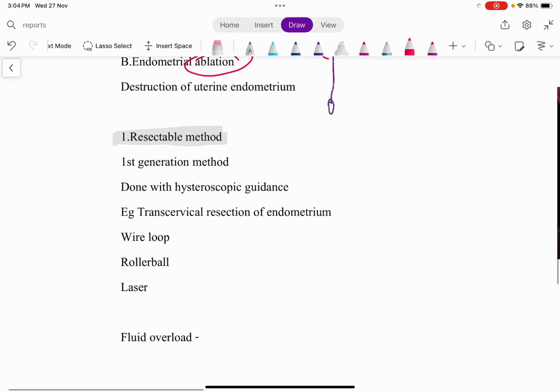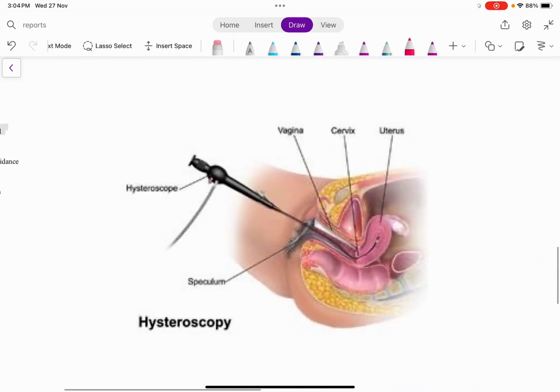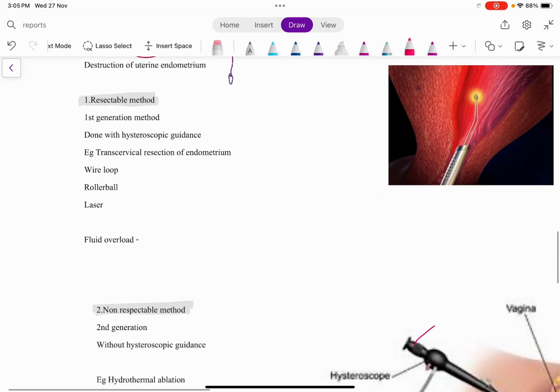This resectable method of endometrial ablation is the first generation method, and it is done with hysteroscopic guidance. What is hysteroscopy? As you can see here, this instrument is the hysteroscope. Hysteroscope is similar to an endoscope, a camera-held device which you introduce per vaginum inside the female's uterine cavity, so that you can observe the inside. For example, to detect any focal lesions in the uterine cavity, with the help of this camera-held hysteroscope, you visualize it on a monitor. So under hysteroscopic guidance, this endometrial ablation can be done.